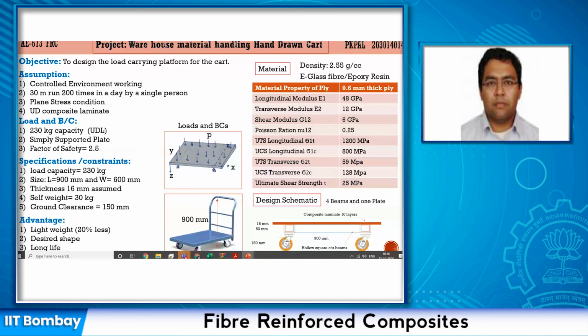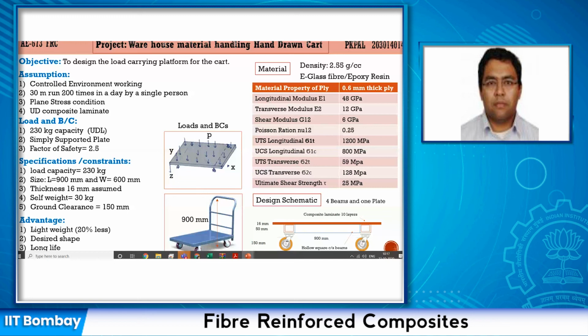The material I have chosen, you can see on the right side, is E-glass fiber and epoxy resin. This is the fiber matrix system I have chosen. Various properties in the transverse and longitudinal directions are listed here. Density is 2.5 gram per cc. The specification based on the survey and the considerations has been arrived at like this.